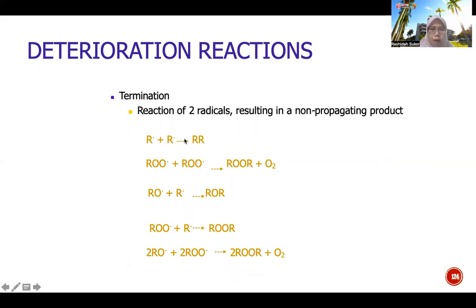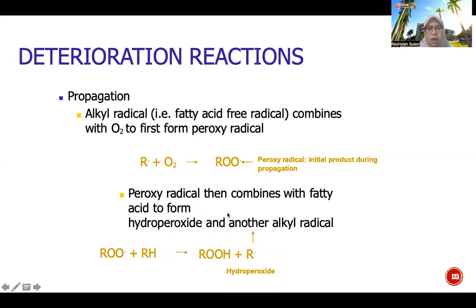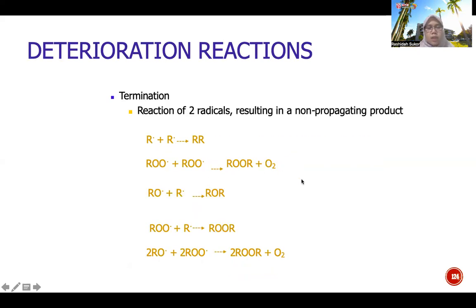So this R and R will combine to become RR. This ROO is a peroxy radical, which will combine with another peroxy radical to become ROOR plus O2. So this oxidation reaction is not stable, that's why there is a termination reaction. Okay, so RO plus R will become ROR, ROO dot plus R dot will become ROOR. And then if you have 2RO plus 2ROO, it will become ROOR, 2ROR plus oxygen. So you have to calculate how many O there are in this. If it has already become ROOR or ROR, it has terminated. The extra O will become oxygen. Okay.